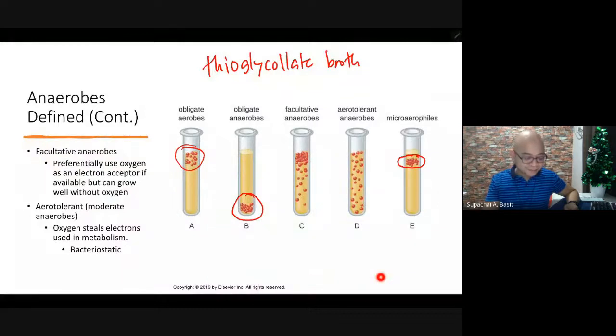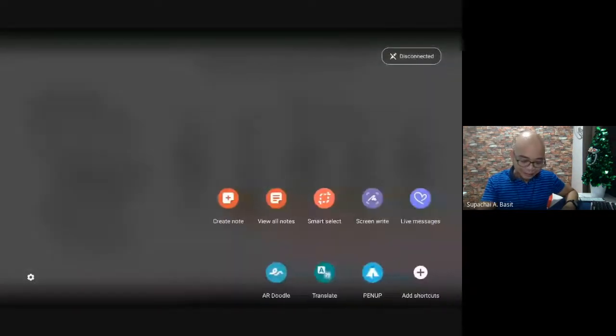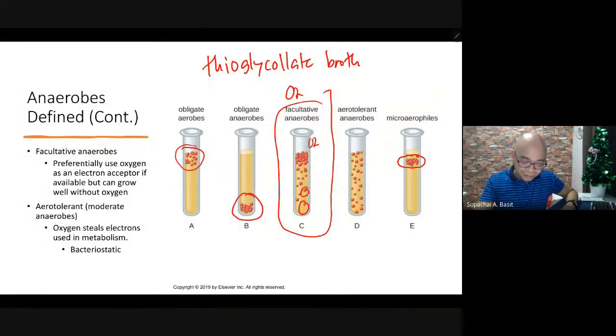But facultative anaerobes, such as this one, are aerobic by nature, but can still grow in the absence of oxygen. They really need oxygen, but they can still grow even in the absence of oxygen. That is why our definition of facultative anaerobe is that they preferentially use oxygen as an electron acceptor if available, but can grow well without oxygen. So somehow they are adaptive. They prefer oxygen, but even without oxygen, they can still grow.